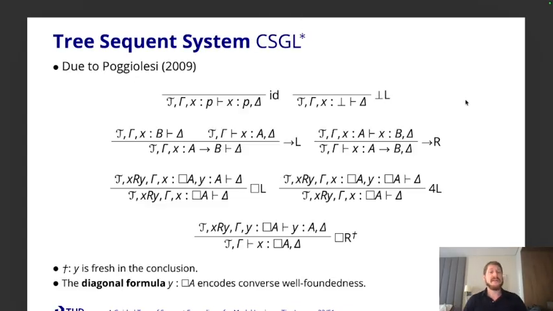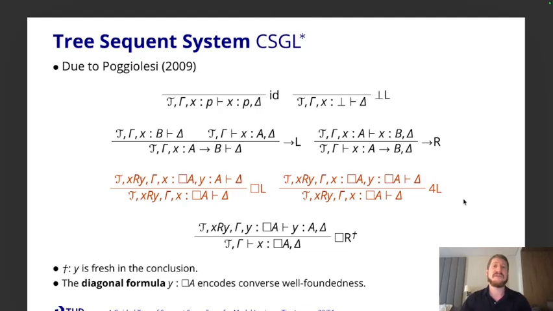Okay, so Gödel-Löb gave a tree hypersequent system for GL, technically two systems, in a 2009 paper, and here is that system in the tree sequent notation. This calculus is very similar to the labeled sequent calculus we saw previously. We have the ID and the falsum left rule, which I discussed before. We have the implication rules. We have the box left rule. We also have the box right rule.